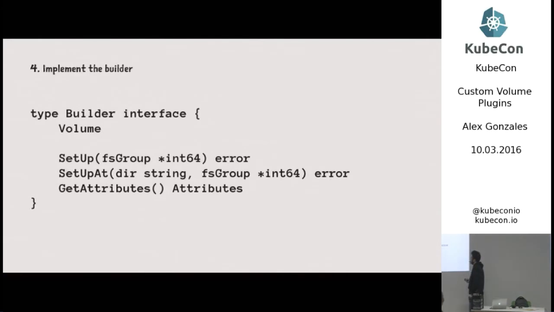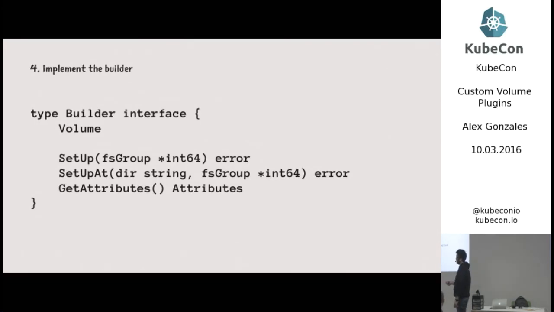And we need to implement the builder. So the builder itself implements volume. Volume is just going to return some methods that it needs, but there are like 2 of them, pretty simple. But here is where the magic happens, this setup and SetUpAt. So FS group is, I don't know about you, but when I install Apache for the first time, one of the problems that you usually have is that your web application doesn't really belong to the user that is running Apache, so you cannot see the webs. This is mainly trying to fix it. FS group is the group owner of the files that will have access from the kubelet.